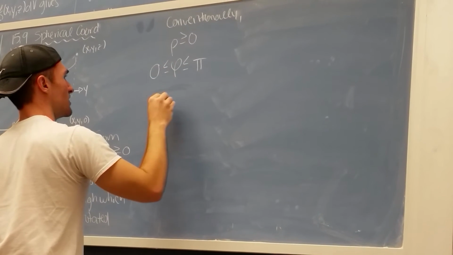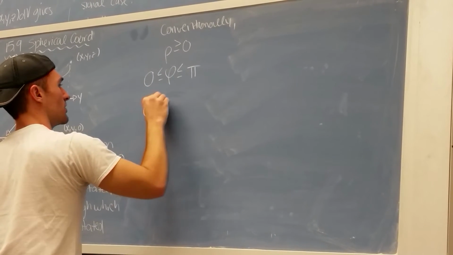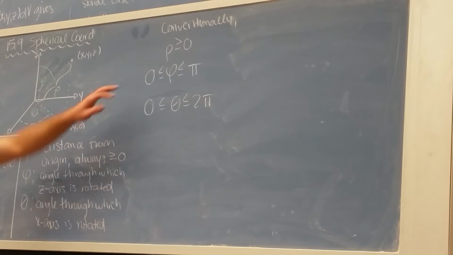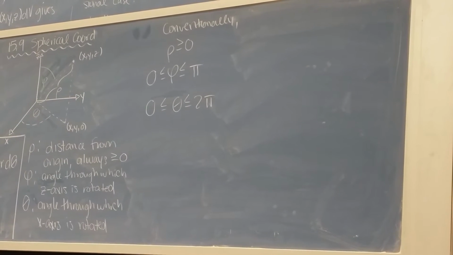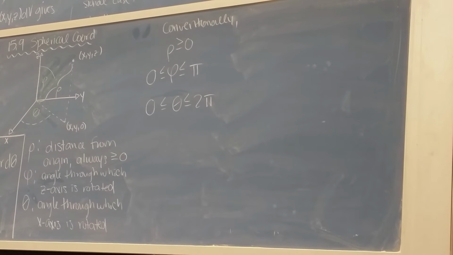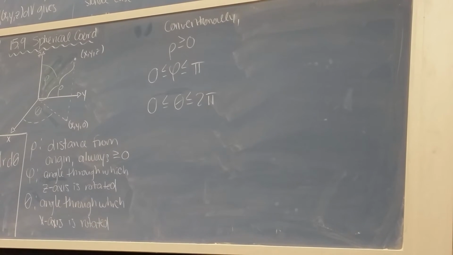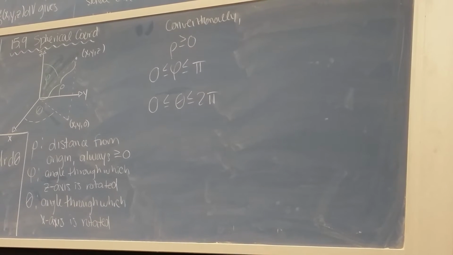Phi is somewhere between 0 and pi, and then theta is somewhere between 0 and 2 pi. If we increase phi any more, then we have that double counting problem where we rotate one full time around and count the whole solid, then rotate one more time and count the whole solid again. So we only take phi to be between 0 and pi.